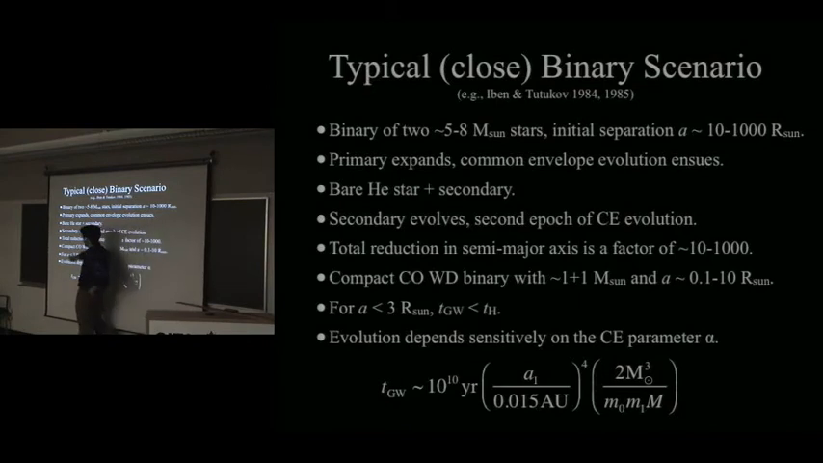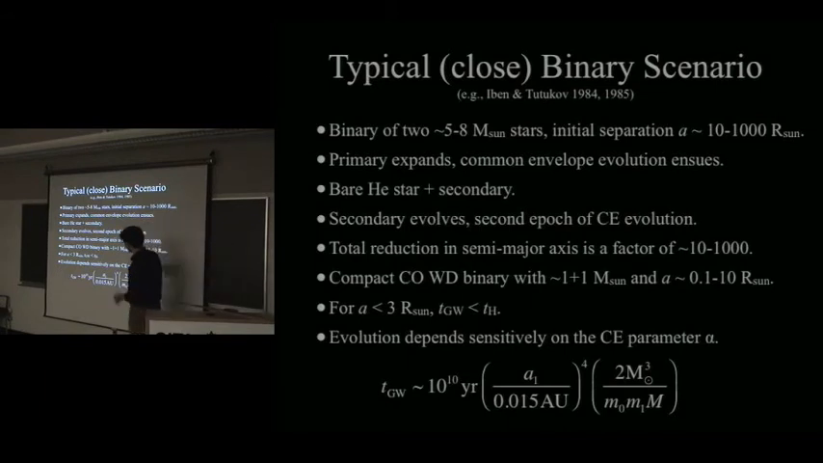Well, you need the semi-major axis to be inside about 3 stellar radii for things to merge within one Hubble time. If you want T gravity wave to be less than T Hubble, you need the semi-major axis to be less than 3 stellar radii. And this whole thing depends on common envelope evolution, which, if you've ever gone into the literature, is very uncertain.